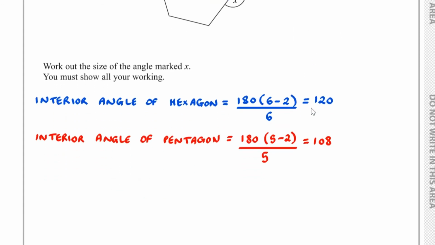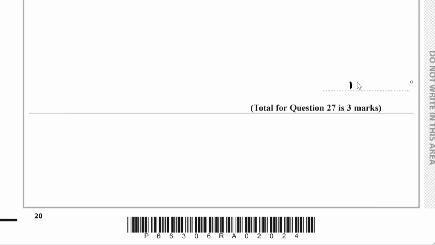And we know that angles around a point sum to 360. So we've got the 120 plus the 108 plus the angle x equal 360. Which means if we solve for x, we get 132. So x is 132 degrees.